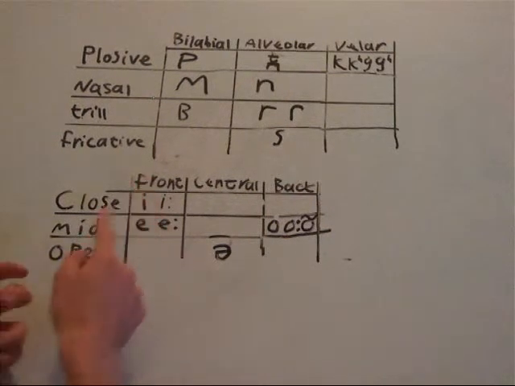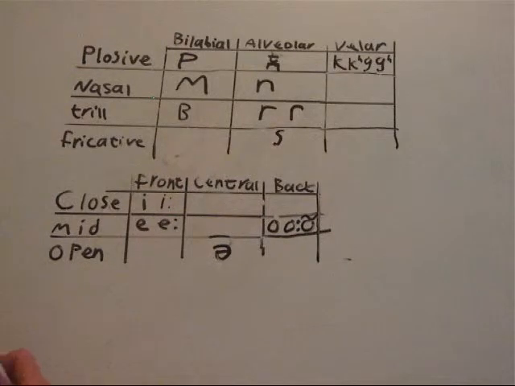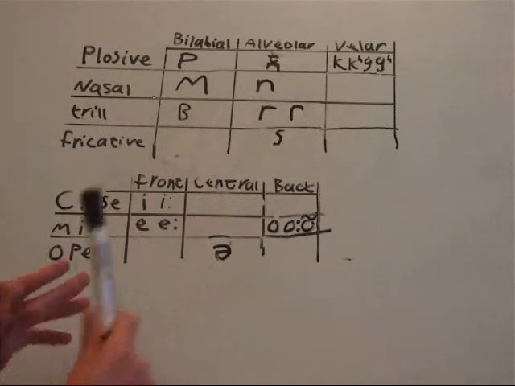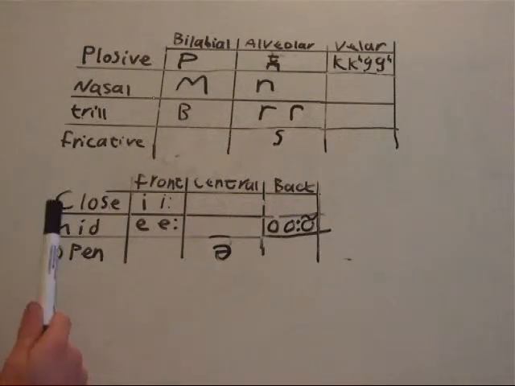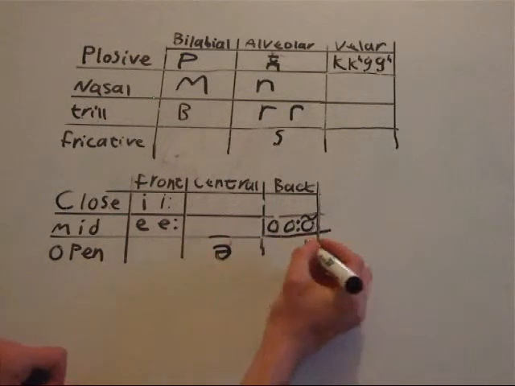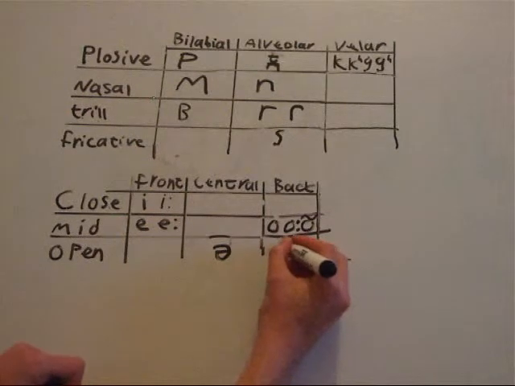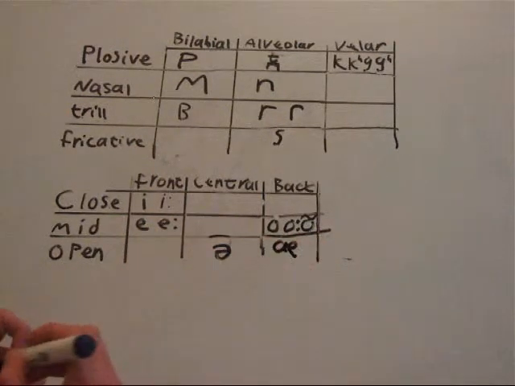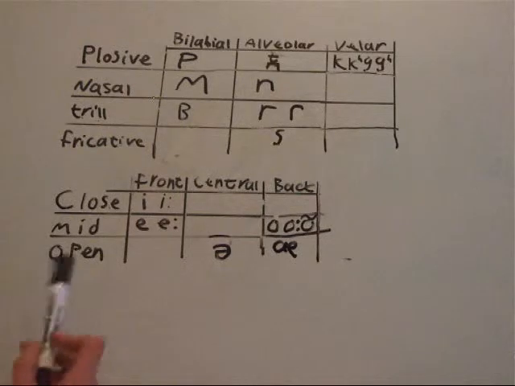What this means: front, you're saying it at the front of your mouth. Central, you're saying it in the middle part of the mouth. Back, you're saying it at the back. Close, you're saying it with your mouth closed. Mid, you're saying it with your mouth half open. And open, for example, I think is good actually at the back.